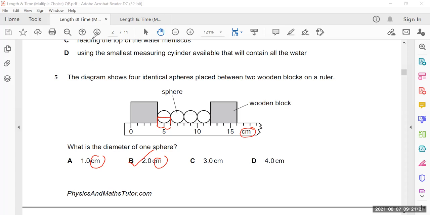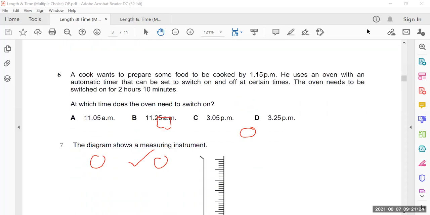Next question. Question number 6. This is like an aptitude question, children, that a cook wants to prepare some food to be cooked by 1:15. He uses an option. Option A. Students, those who can't speak, please don't forget to type your answer in the chat box. I want to see your answers in the chat box also.